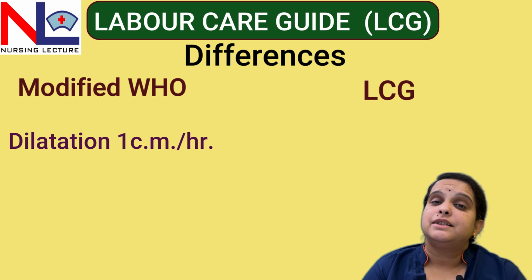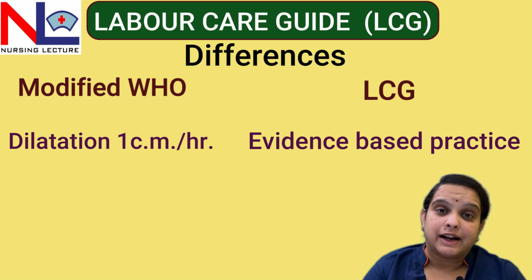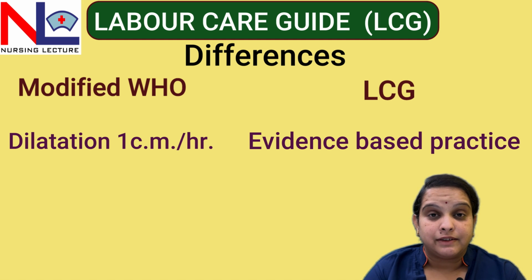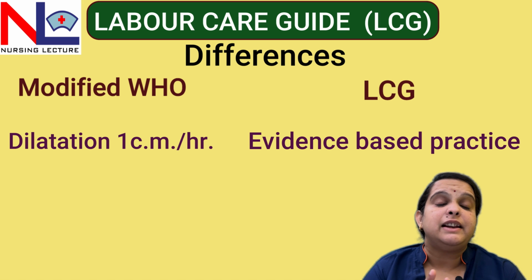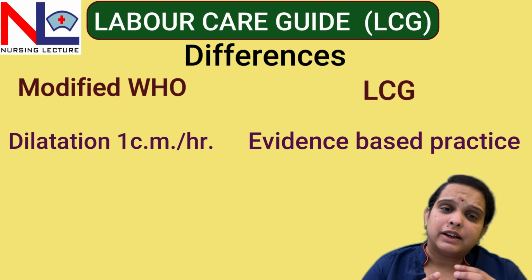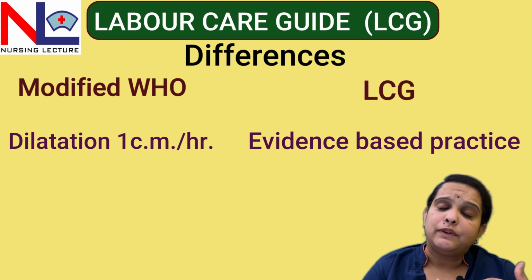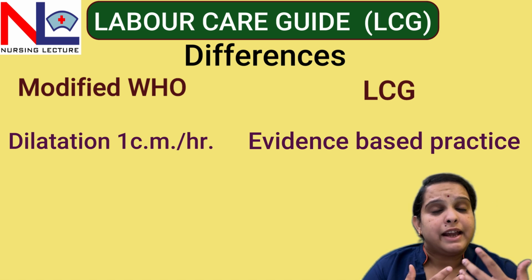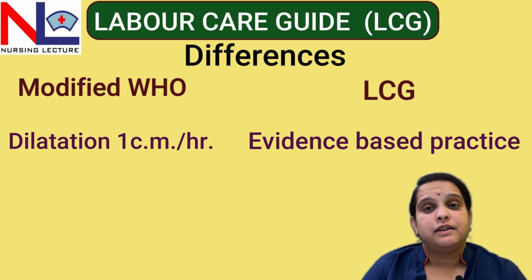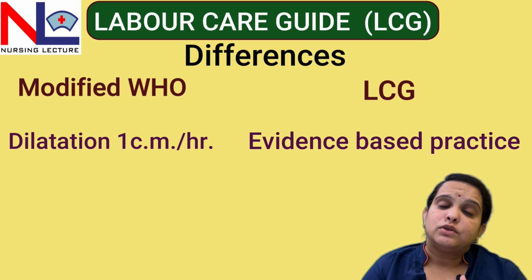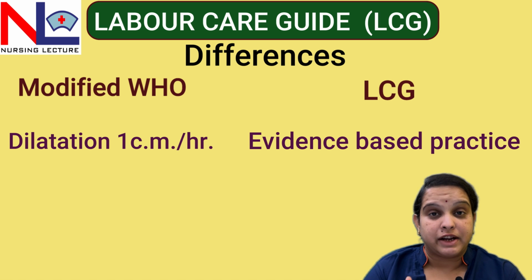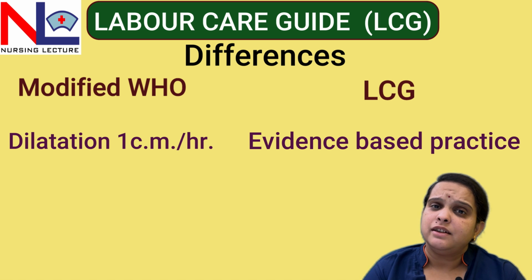But here in this LCG, there is no fixed criteria, that is, in every hour 1 cm or 2 cm the cervix should be dilated, because nowadays it is completely based on evidence. It was seen that even mothers who have a slower dilatation rate also have better vaginal delivery outcomes. So by seeing this, it was changed, and there is no fixed rate of cervical dilatation in every hour in LCG.